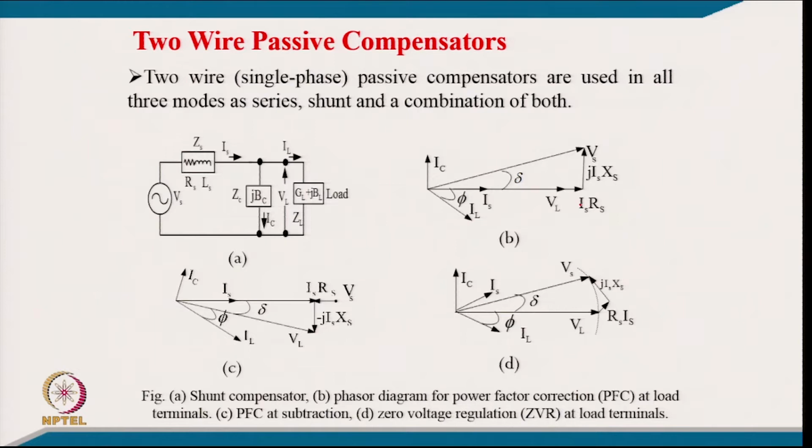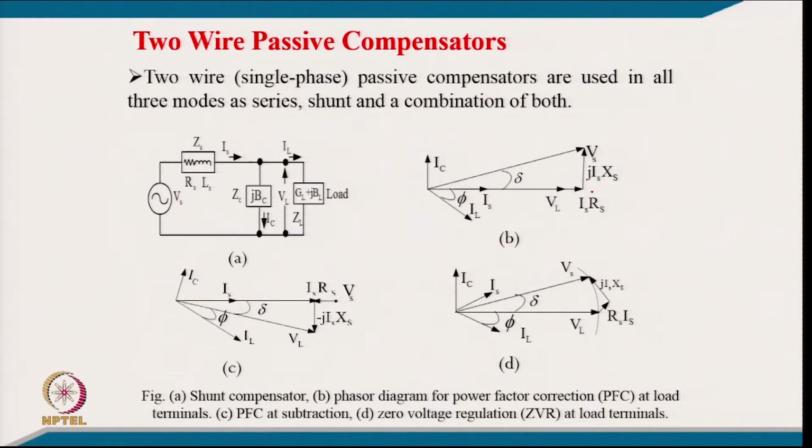Whatever the reactive power of the load is, that you have to compensate with this compensator. So, this is the power factor correction at the load end. Another compensation can be power factor correction at the substation, meaning you can correct the power factor at this point virtually, and in that case the supply current should be in phase with the supply voltage.